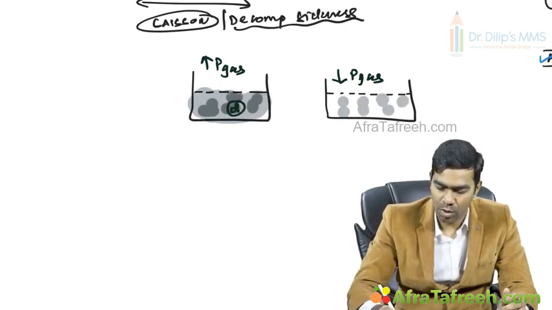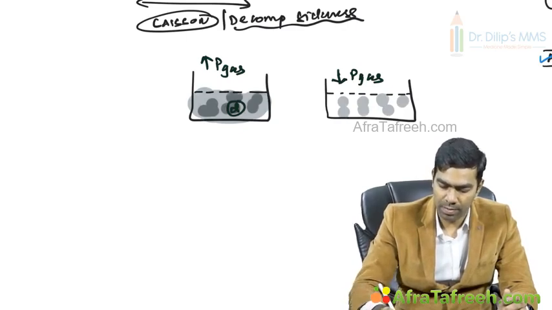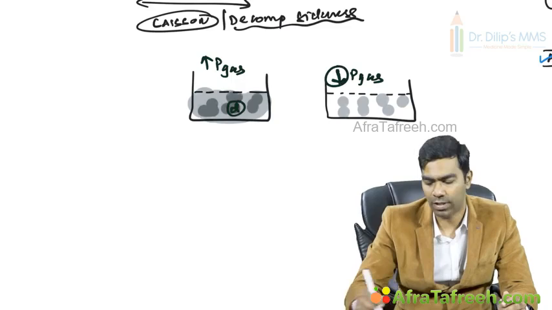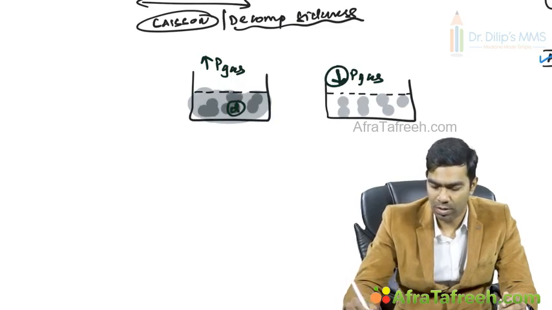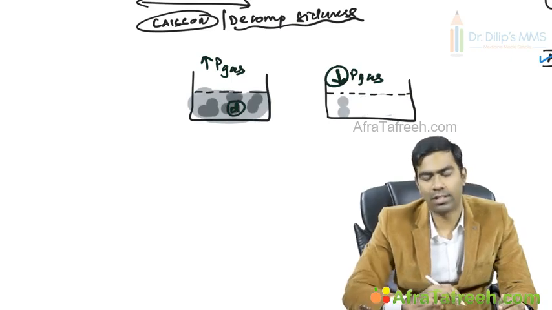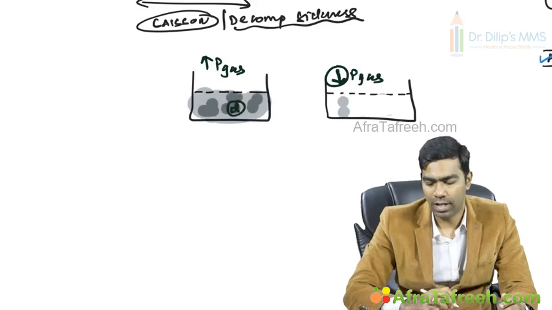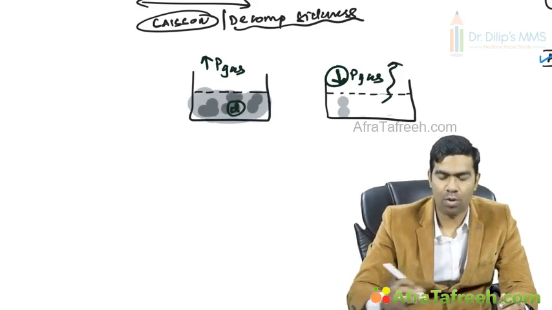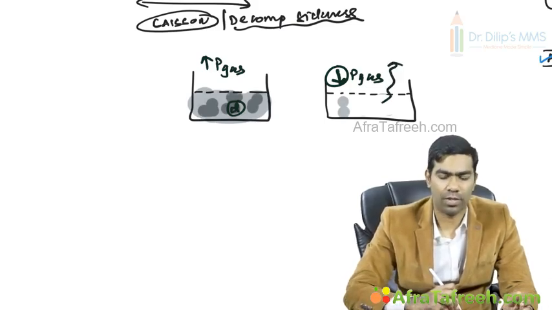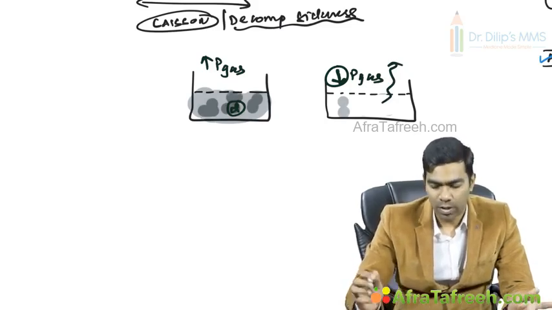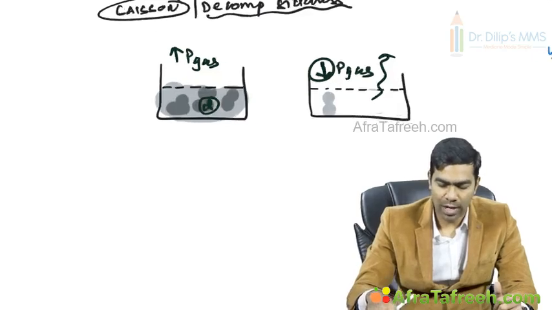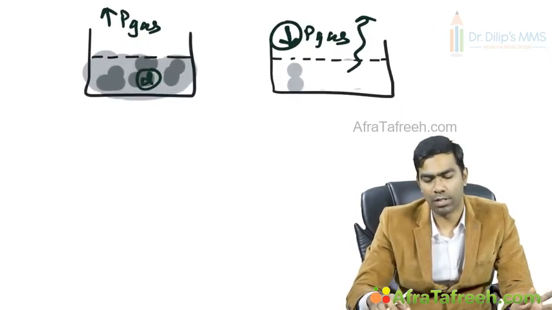If I am trying to lower the partial pressure of the gas, actually I should reduce the amount of dissolved gas in the solution. Clear? Which means the gas is going to go out into the atmosphere. So this is what is going to happen. So how can you apply this to your Caisson disease principle?